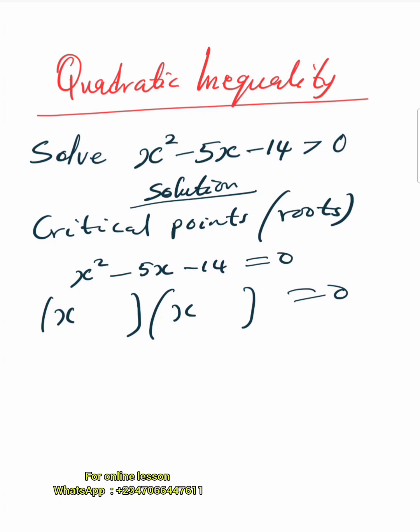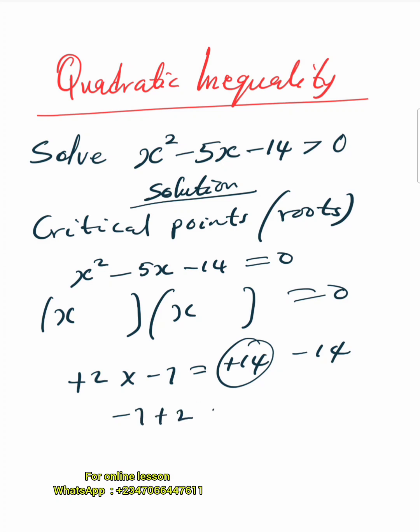So minus 2 times minus 7 will give you plus 14. We don't take that. Then we change the sign. Now let us put plus 2 times minus 7. It will give you minus 14. Now we can also say minus 7 plus 2 gives you negative 5. So the right combination of the factors is this one, minus 7 and positive 2.